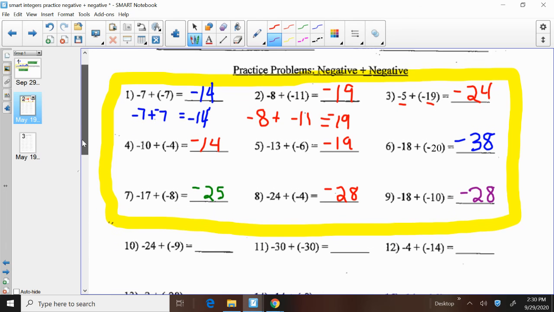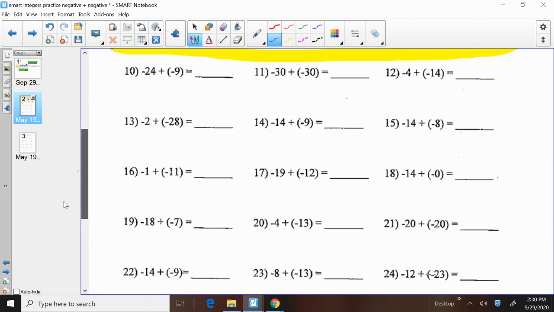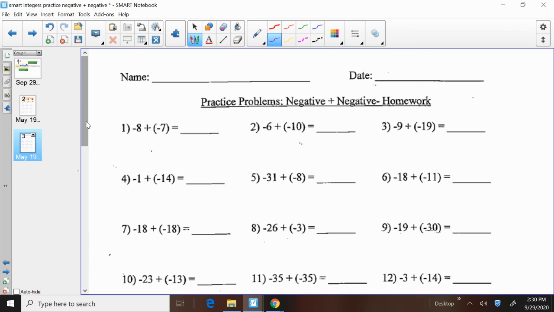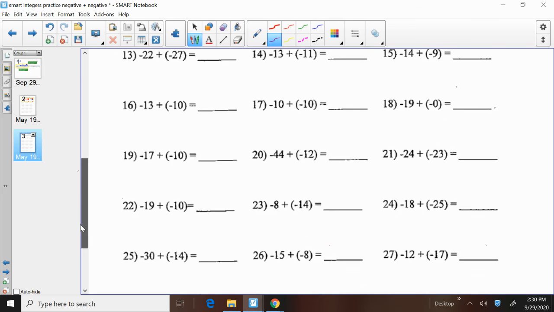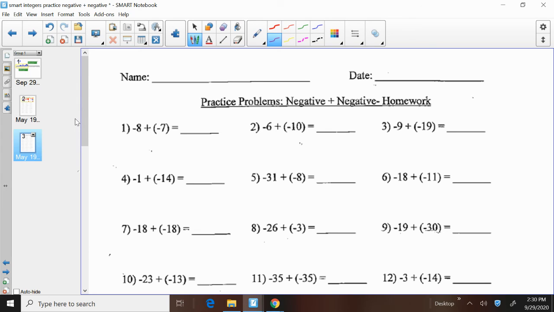And there's many, many more problems on this sheet to do. And that's what you're going to be doing in class today. And then there's also a homework sheet, as it says there, 30 problems to do there. But it's just good practice to be able to add negatives plus negatives because it's something you have to do throughout your math life and career.